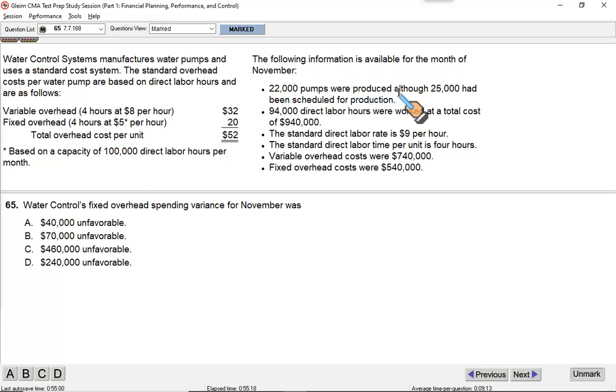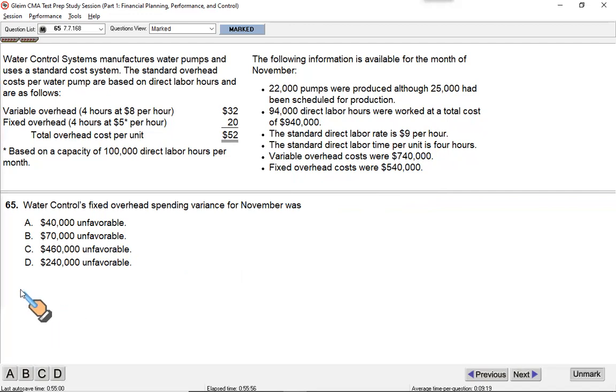22,000 pumps were produced, although 25,000 had been scheduled for production. 94,000 direct labor hours were worked at a total cost of $940. Okay. The standard direct labor hour rate is $9. This is the rate we pay to our workers on per hour basis. Standard direct labor time per unit is 4 hours. Each item takes 4 hours of labor. Variable overhead actual cost is $740 and fixed overhead actual cost is $540. Right? Now, beautiful question, covers variances, labor, material, all.